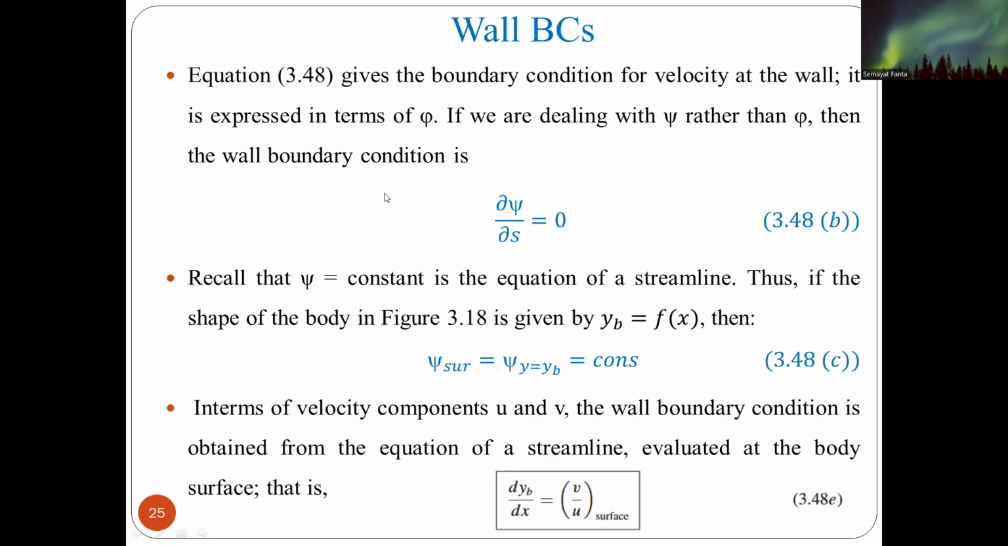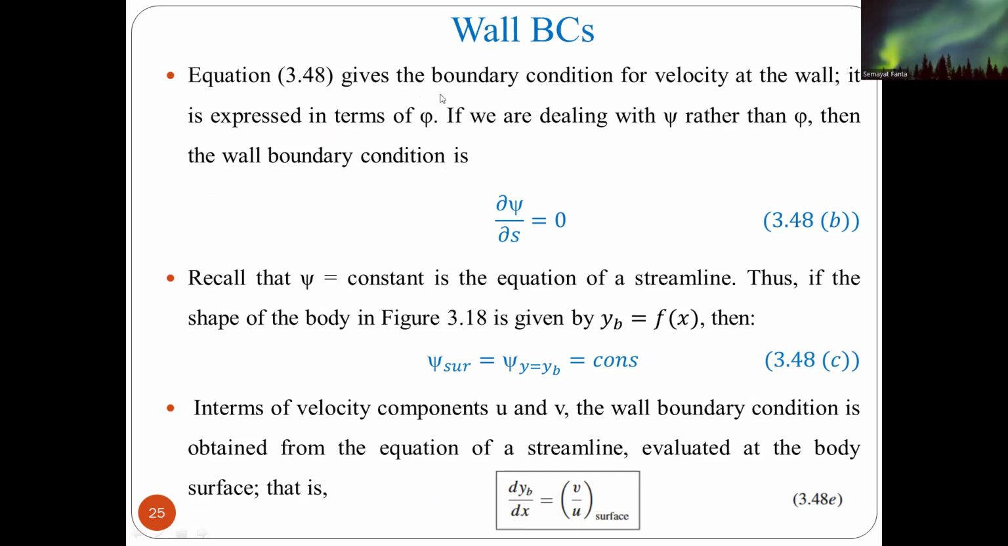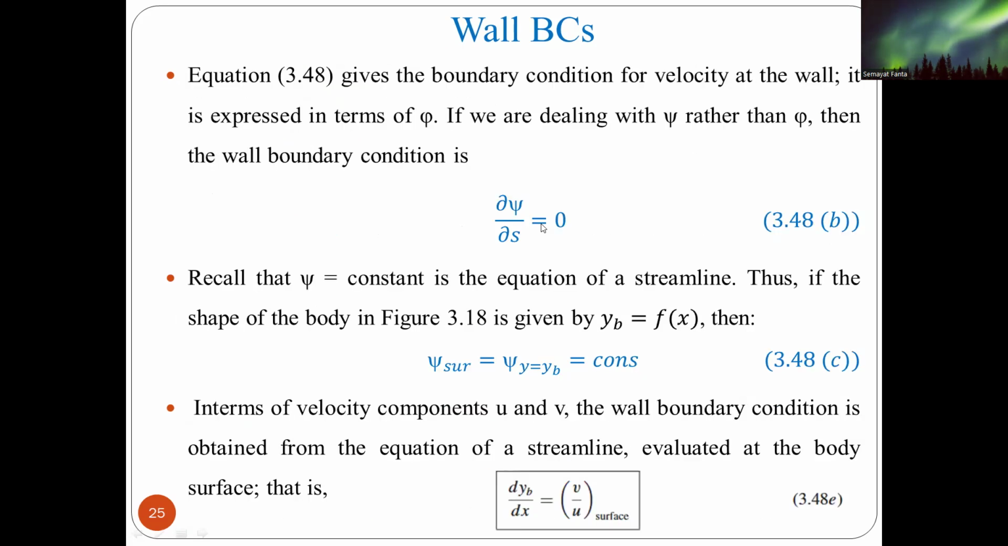Again, from equation 348, the boundary condition for velocity at the wall is expressed in terms of phi. If we are dealing with psi rather than phi, then the wall boundary condition is also similar. That is, d psi over ds is equal to 0. So this is the velocity at that surface: d phi dn is equal to 0, d psi ds is equal to 0. So these are the two wall boundary conditions.